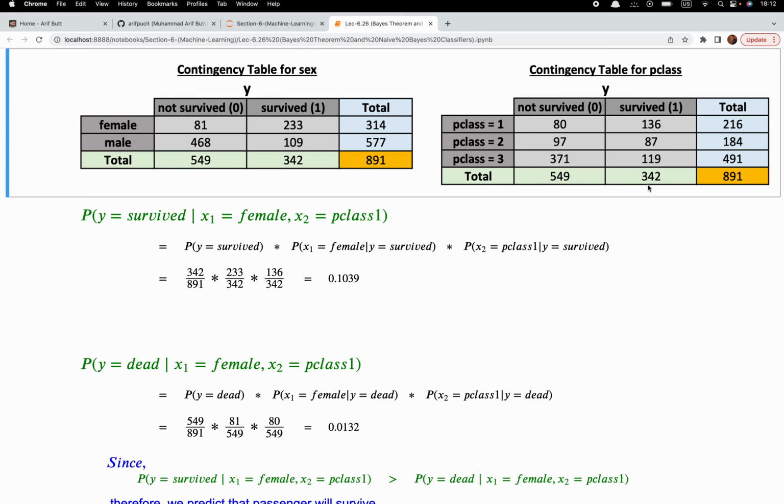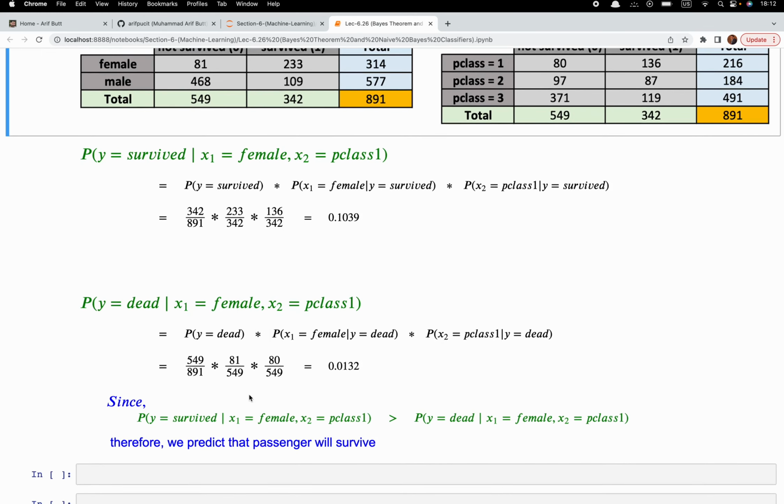In the same fashion, you can calculate the rest of the probabilities as well, and after plugging the probabilities into the naive Bayes formula, you can see that the probability of survival given x1 equals female and x2 equals P class 1 is greater than the probability of y equals dead given x1 equals female and x2 equals P class 1, and therefore we can easily predict that the passenger will survive. Great job done.